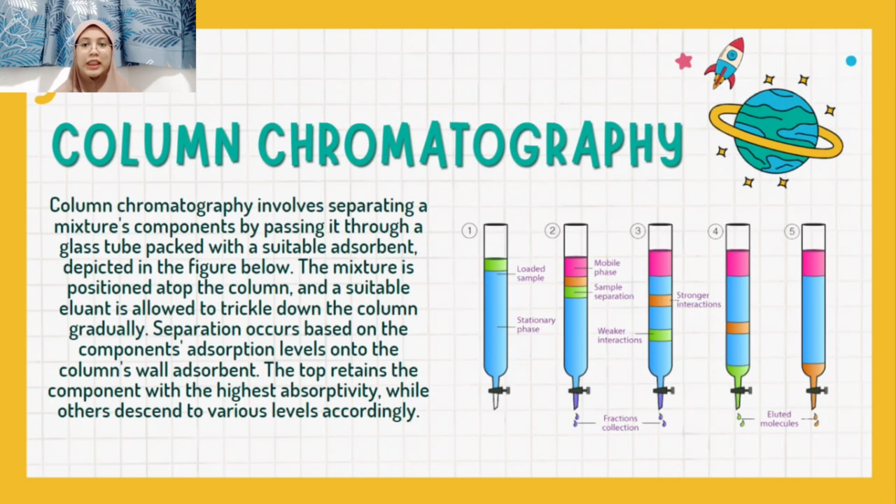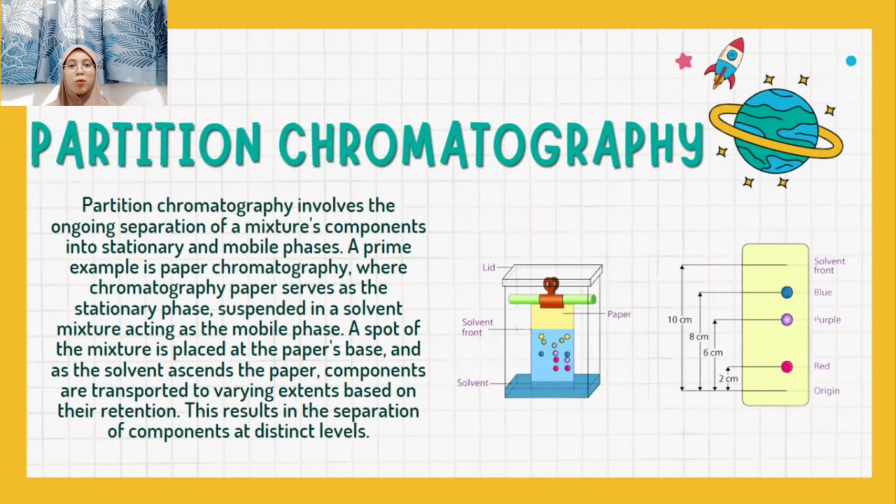The third type is column chromatography. Column chromatography is the technique used to separate the components of a mixture using a column of suitable adsorbent packed in a glass tube as shown in the figure. The mixture is placed on the top of the column and an appropriate eluent is made to flow down the column slowly. Depending upon the degree of adsorption of the components on the adsorbent in the column, the separation of the components takes place.